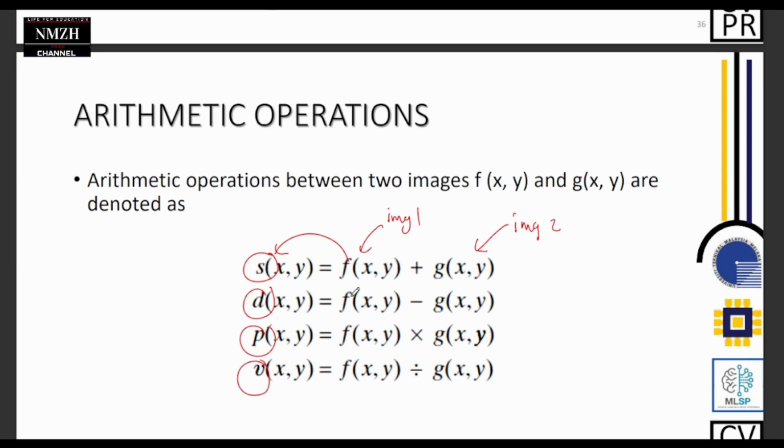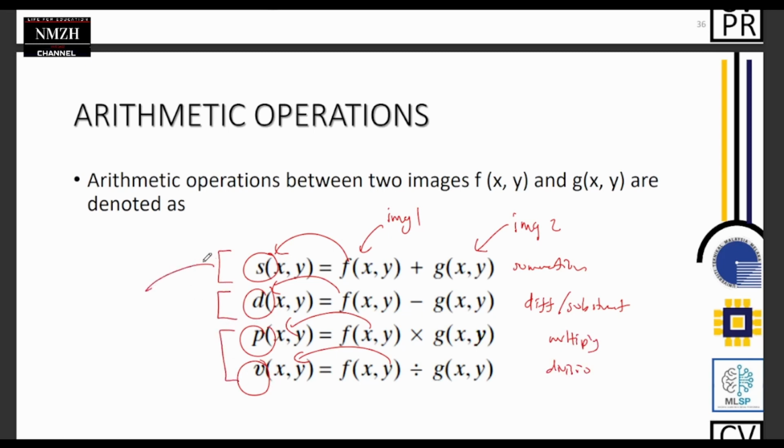Image number 1 subtract image number 2, we have the new image D as the difference of image number 1 and image number 2, same as the P and V itself. So that would be the idea of summation, difference, or what we call subtraction, and multiply and division. So this is very important in image processing itself.